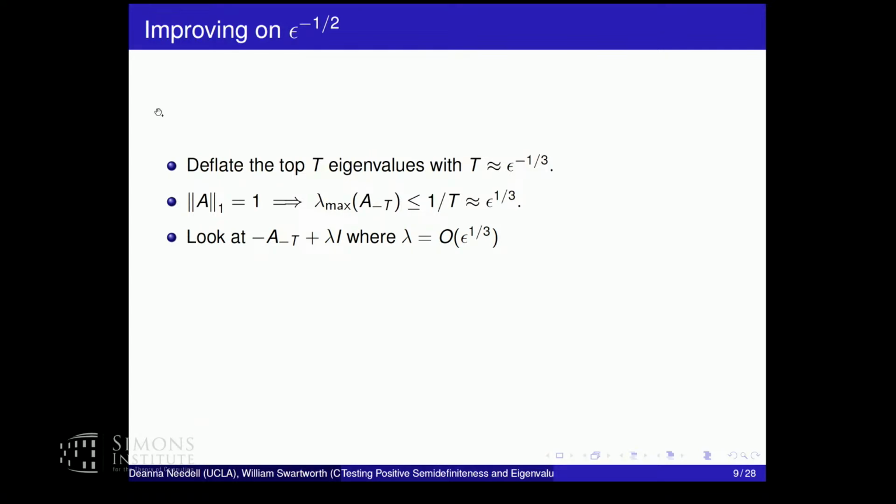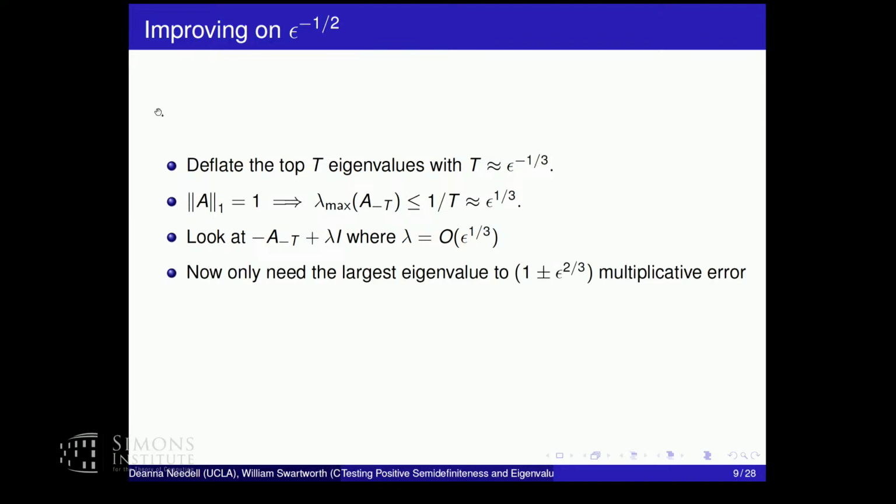And now if we go through the same algorithm we just did on this deflated matrix, A with the top t eigenvalues removed, then we don't have to shift by as much. We only have to shift by epsilon to the 1/3 instead of potentially 1. And so now, from a relative error standpoint, we only need to estimate the largest eigenvalue up to 1 plus or minus epsilon to the 2/3 multiplicative error. And now, using the Chebyshev trick on this matrix, we only need the square root of this, which is 1 over epsilon to the 1/3 queries.